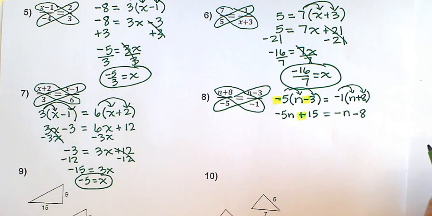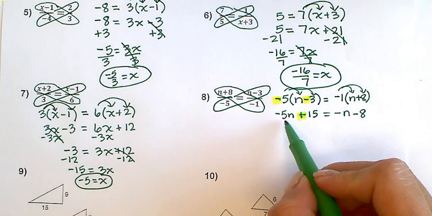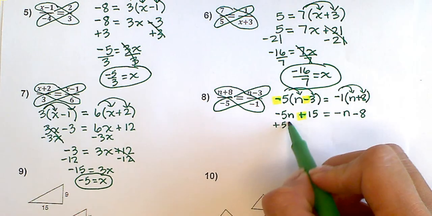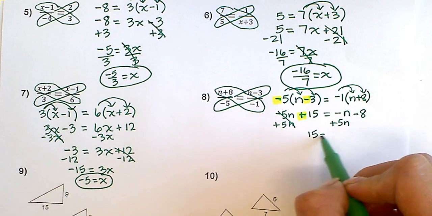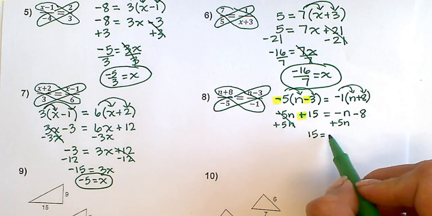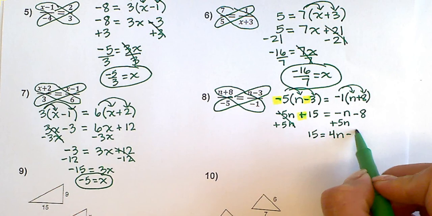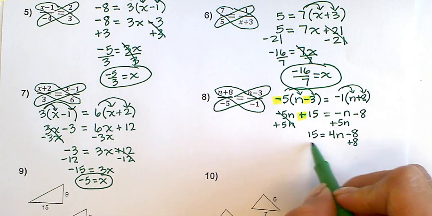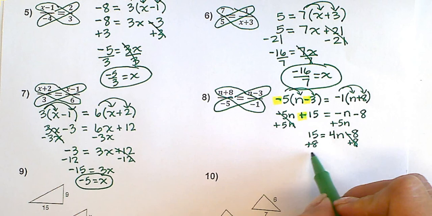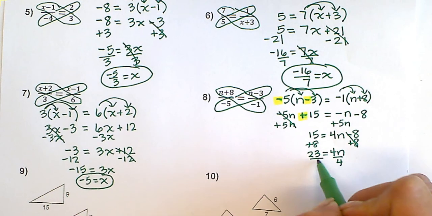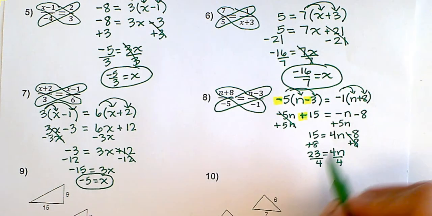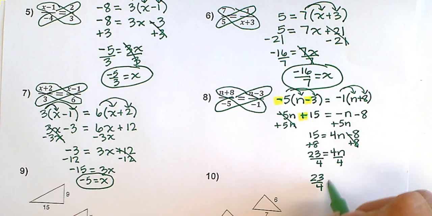I am going to add 5n over here. So I'm going to have 15 equals, -1 plus 5 is 4n minus 8. I will now add 8 to both sides, and we get 23 equals 4n. Divide by 4. You may leave this as 23 over 4 equals n.